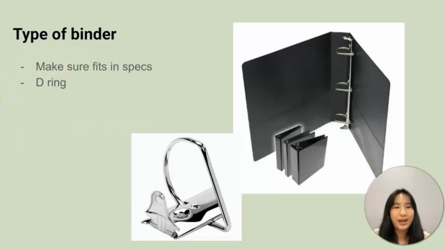Some events, for example ID events, have binder limits, like you can only have a 2-inch binder, so make sure that you're not buying anything bigger than that or else you might not be able to use it. In addition, it doesn't really matter that much, but I personally enjoy a D-ring binder. I feel like it's able to fit a lot more information through to the straight edge, and also just holds up sturdy as a binder.